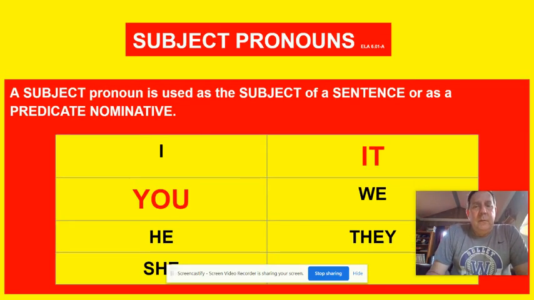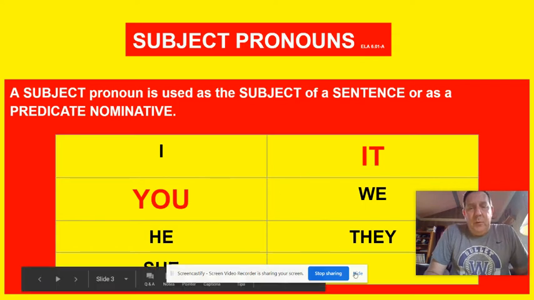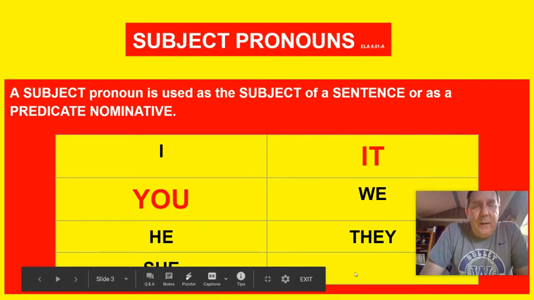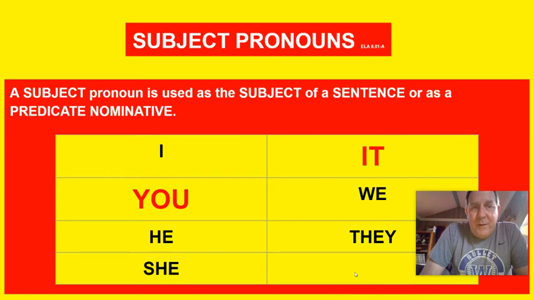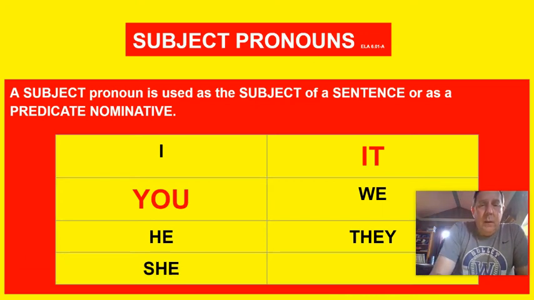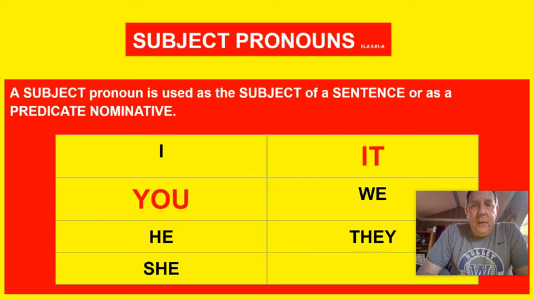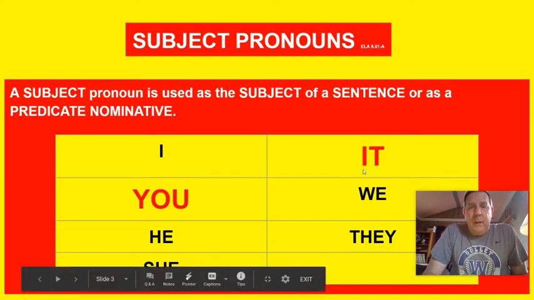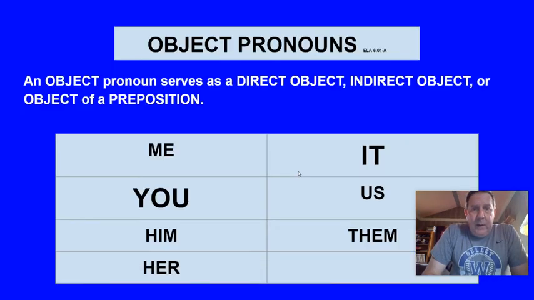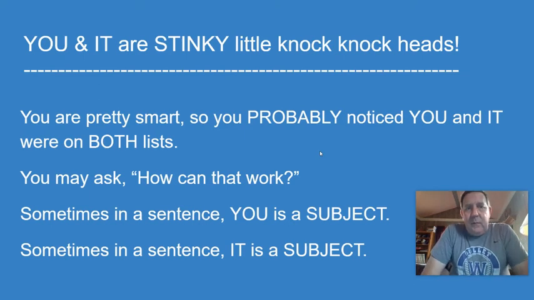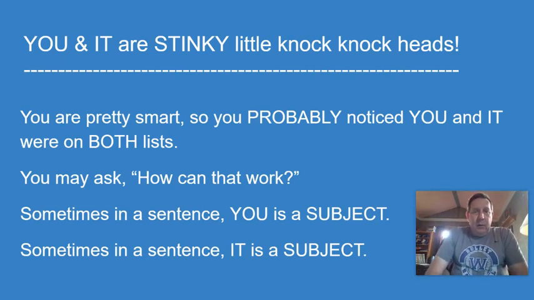There are three kinds of pronouns. There are subject pronouns and possessive pronouns and object pronouns. Today we're going to talk about subject pronouns and object pronouns because you and it are both pronouns that could be used either way. See, there's you and there's it. So sometimes they're subject pronouns and sometimes they're object pronouns. You and it are stinky little knock knock heads. You probably already noticed that you and it were on both lists. So, how does that work?